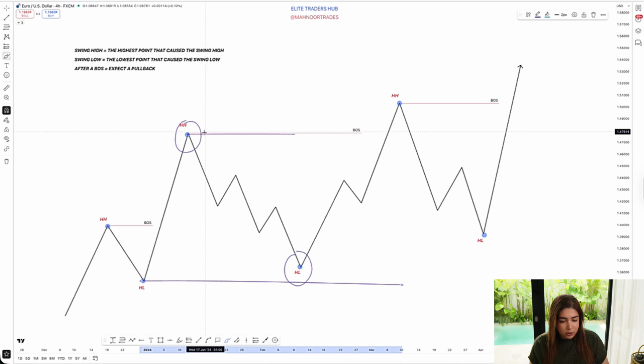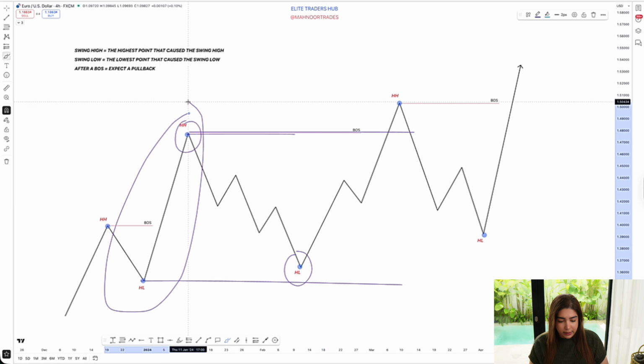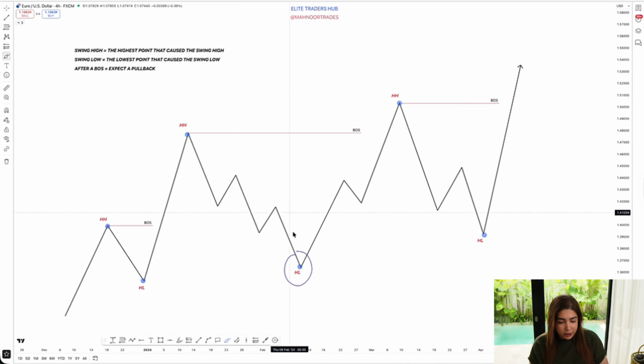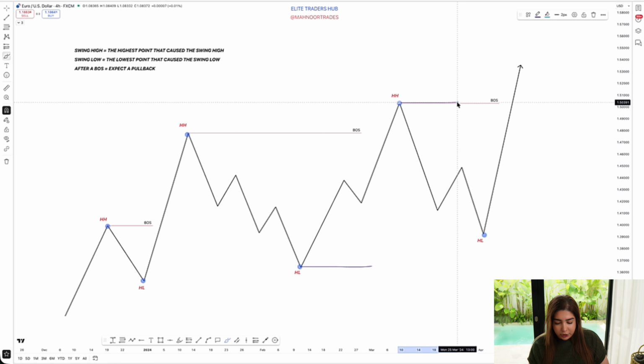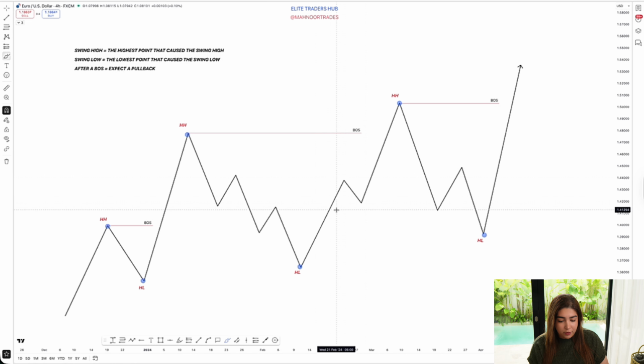Now, once we get a new break of structure, which is this one here, the range shifts. We're no longer inside this old range. We have now created a new range. What is this new range? This new range is this low here and potentially this high here. Your first thing should always be, after a break of structure, where is my new swing low? When you're marking it, your first question should be, where is my new swing low? That is your new swing low.